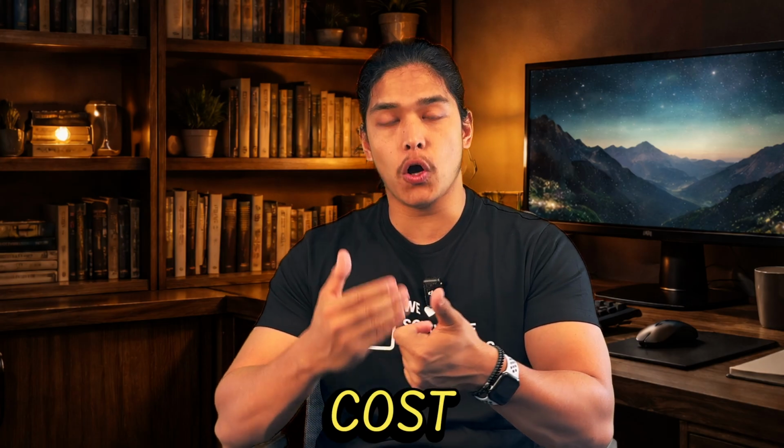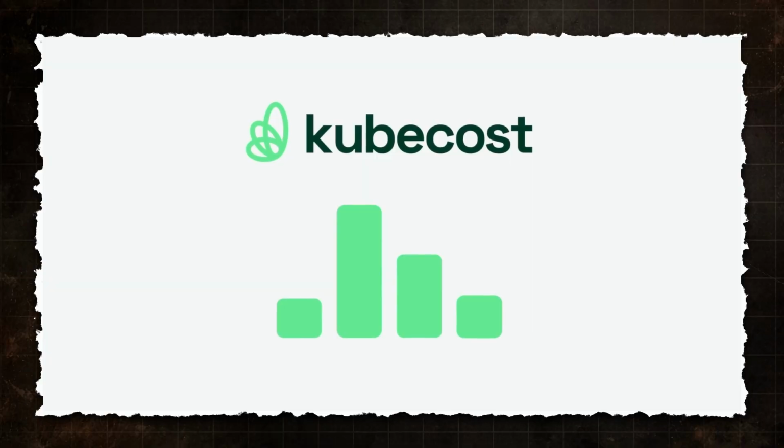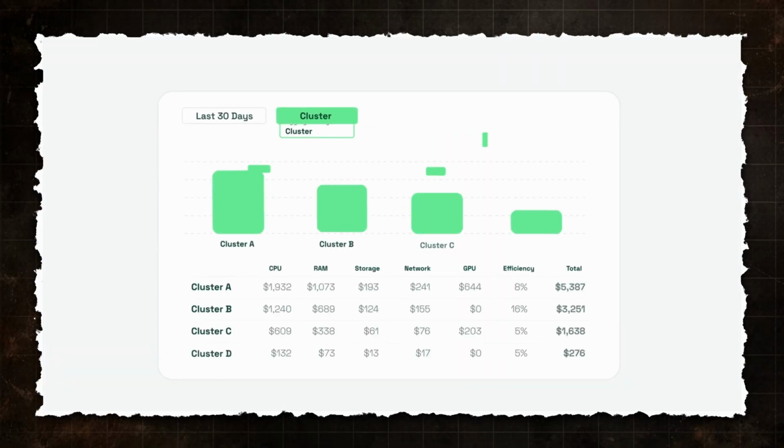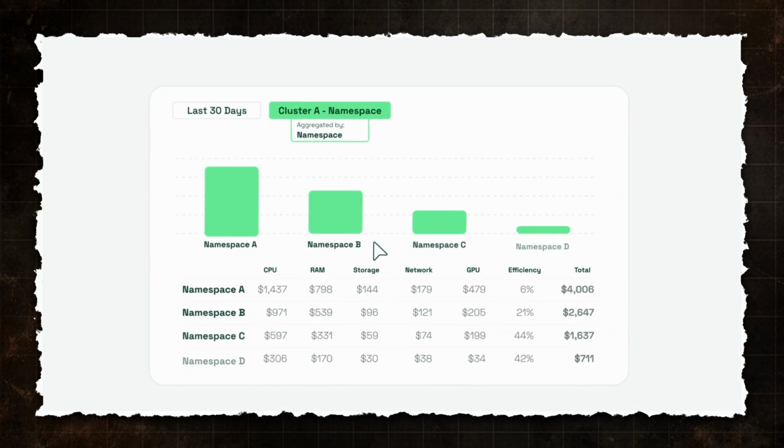You can't reduce what is not visible. So the first thing you need is the cost per namespace, pods, and deployment. There are multiple ways to find it out. The first method is using KubeCost. KubeCost directly maps spend to namespace, labels, and pods. Point it at your cluster and it shows who is spending what.